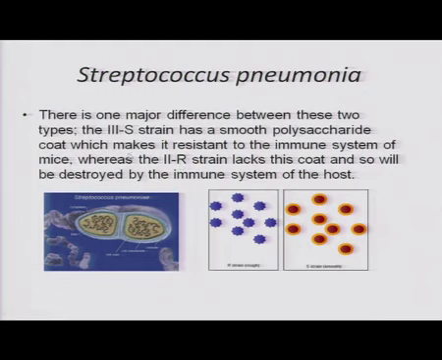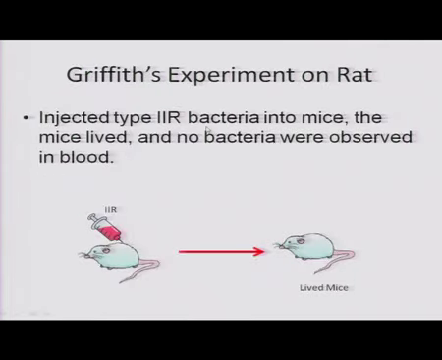With the start of the Griffith experiment, Griffith first injected type 2R bacteria. As we know, type 2R bacteria is non-virulent in nature. It cannot cause the disease because it will be destroyed, digested by the immune system of the living organism. So, when he injected type 2R bacteria into mice, he found that the mice lived and no bacteria were observed in the blood.